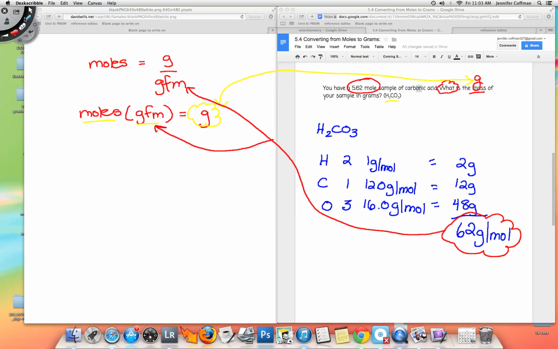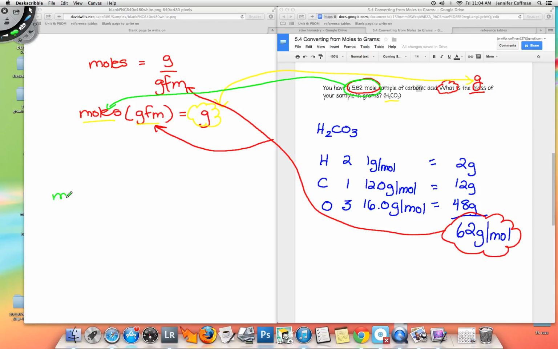Okay, let's plug the numbers in, because now we have everything we need to solve this problem. We're going to do moles, which is right here. Let's highlight that. Let's make that green. This is the moles that was given to you. Ooh, there's a lot of arrows going on here. So that 5.62 moles goes there. The gram formula mass that we calculated goes there. And we're going to solve for grams.